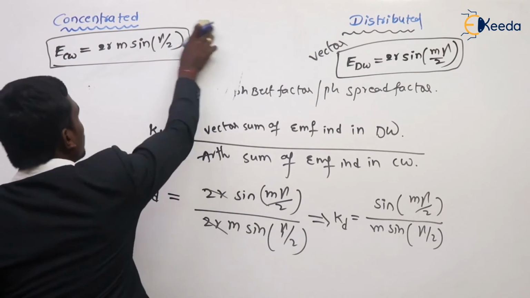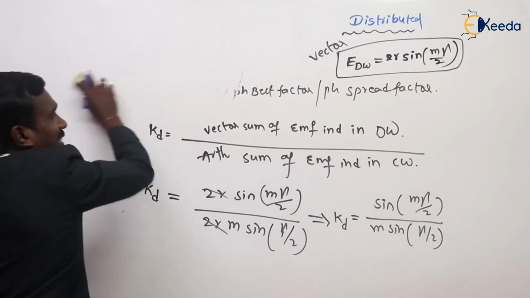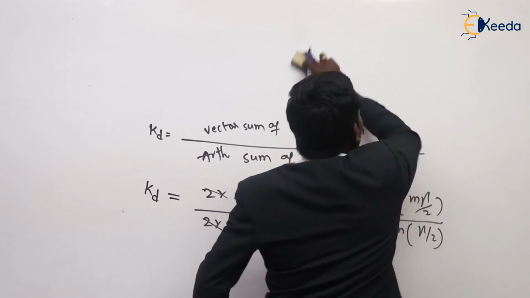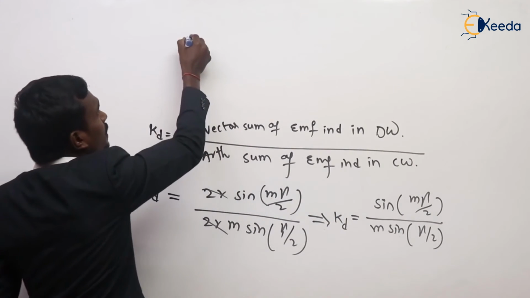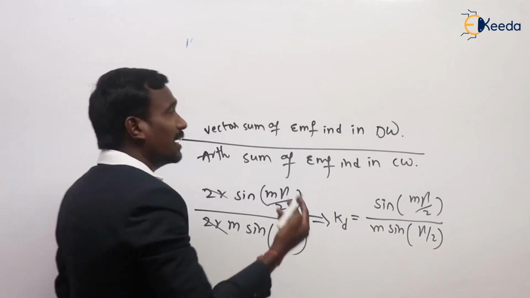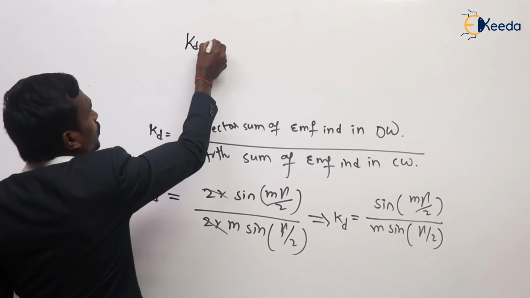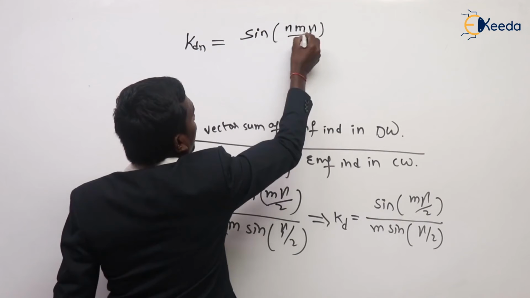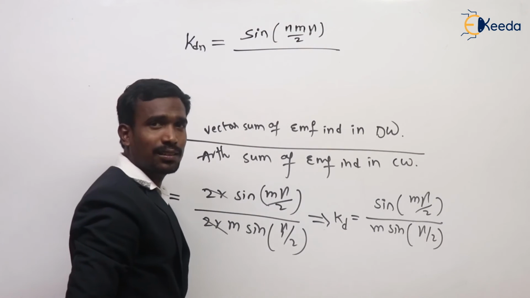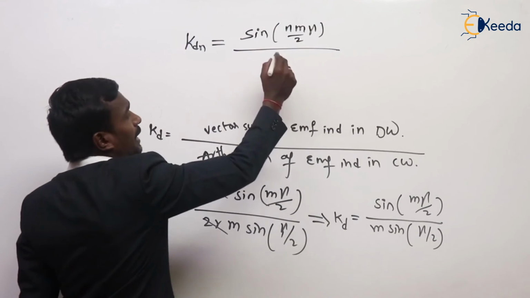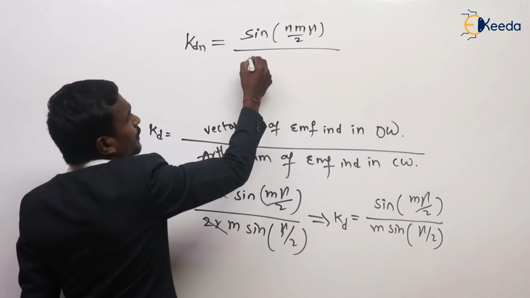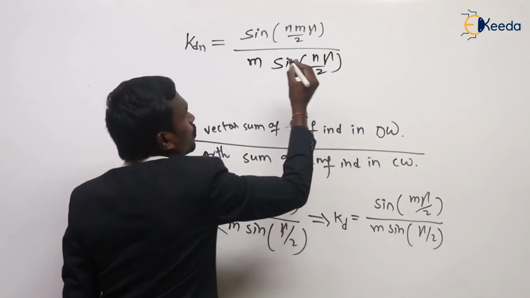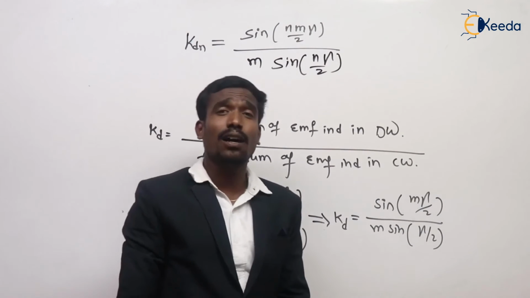Now this is simply KD. Can you tell me what is KD3, what is KD5, and what is KDN? Finally, I want KDN. Nth component of distribution factor. Nth component of distribution factor is equal to sine n M gamma by 2 upon M into sine n gamma by 2. This is KD of nth order.